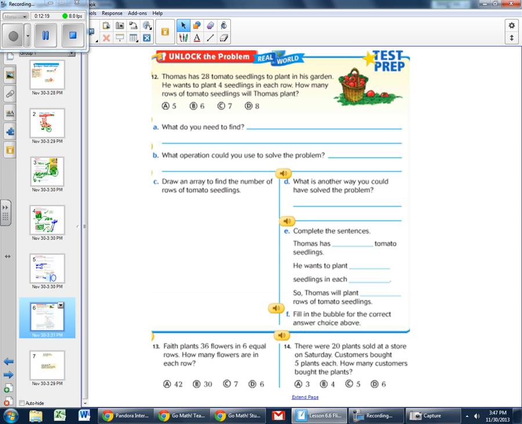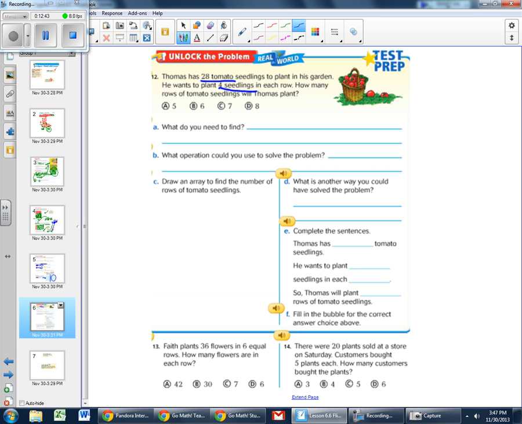Number 12, Thomas has 28 tomato seedlings to plant in his garden. He wants to plant 4 seedlings in each row. How many rows of tomato seedlings will Thomas plant? Look for those keys. He has 28 plants. He wants 4 seedlings in each row. A seedling is a baby plant. So he wants 28 divided by 4.